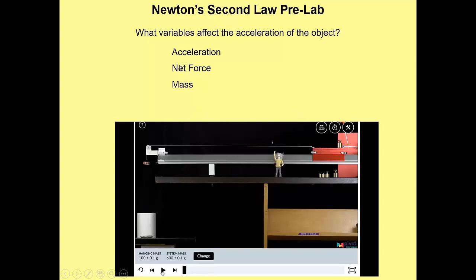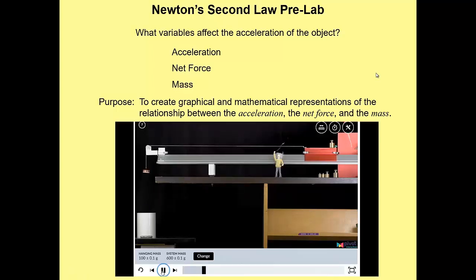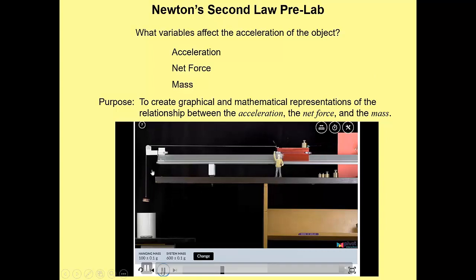Now with this, we're going to see all 3 of these variables. And so the purpose of this lab is to create graphical and mathematical representations of the relationship between the acceleration, the net force, and the mass. Okay, so those 3 variables. And all of them we can measure in here if we're clever. So let me show you what this looks like, of course. When you've set your parameters and you hit start and you let it go, it's going to accelerate. See this mass falling and that cart accelerating?